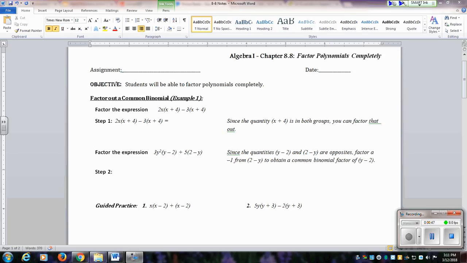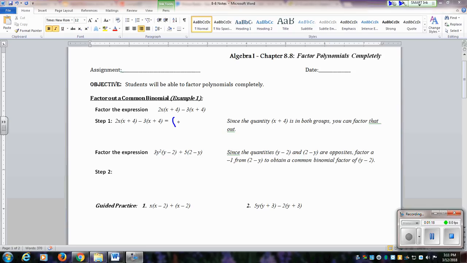So it says factor the expression 2x times the quantity x plus 4 minus 3 times the same quantity x plus 4. Since we have the same quantity x plus 4 in both of our terms, we can factor that part out. We can actually pull that part out. If we pull out an x plus 4 from both terms, think of it like pulling out an x or something from both terms.